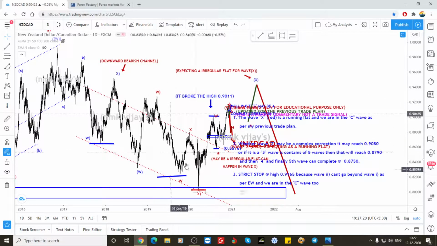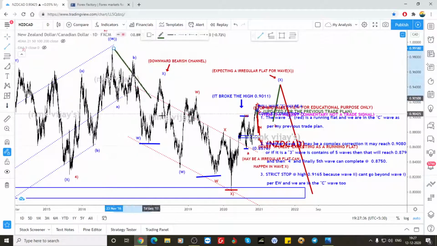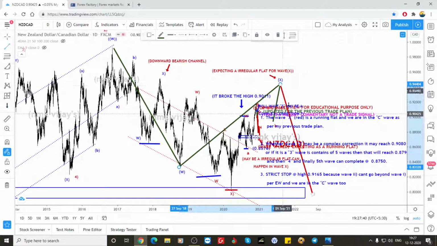So again A, B, C is completed. So this is an intermediate wave W, X, and we are in that Y wave of this red double bracket X. Again, what will be there here is this is the A, this is the B, and C has to drop to break this low. That's it.